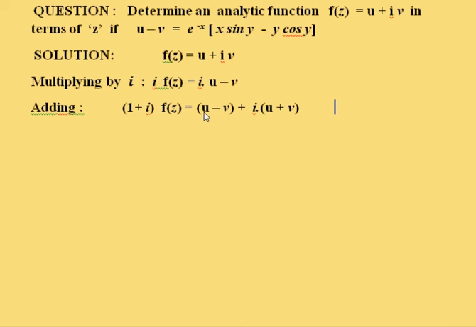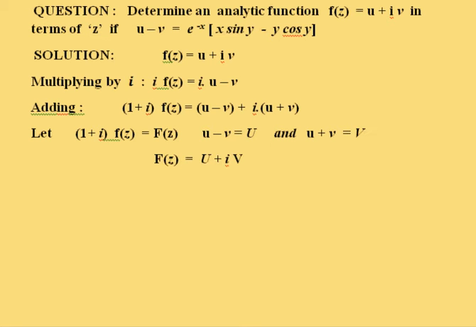So let us represent this by capital U, and u plus v, this is also a function of x and y, let us represent this by capital V, and (1 plus i) into f(z) represent by capital F(z). So let us write (1 plus i) f(z) is equal to capital F(z), u minus v is equal to capital U, and u plus v is equal to capital V. So this will become capital F(z) is equal to capital U plus i capital V.